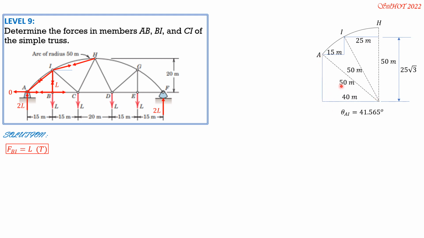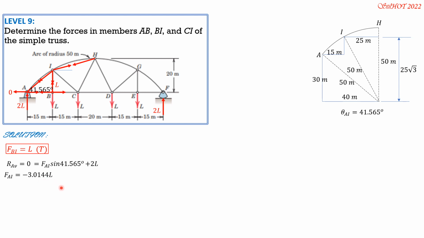Therefore, this is square root of 50 squared minus 40 squared. That is 30 meters. And theta AI, therefore, arctan of quantity 25 square root of 3 minus 30, this vertical distance, divided by 15. So you'll get 41.565 degrees. Later, the angle between IH is this vertical distance, 50 minus 25 square root of 3, divided by 25. Later. So RA vertical equals 0 to solve for the force in AI. So FAI sine of 41.565 plus 2L equals 0. So you'll get FAI, which is negative 2L over sine 41.565, is negative 3.0144L.